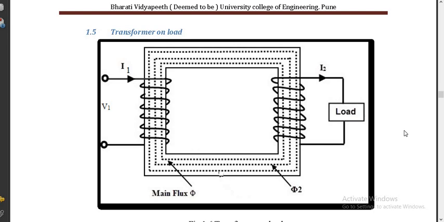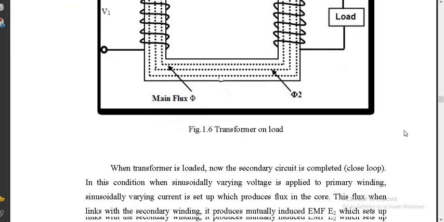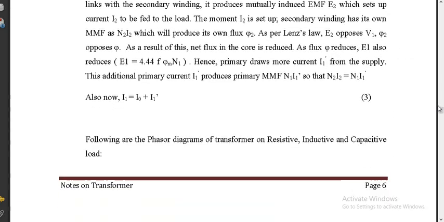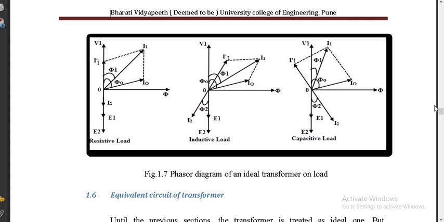So on load we have two components of primary current. One is called as no load current, and another component is what is called as secondary reflected current. Then we talked about the different phasor diagrams on load. So when I talk about load, there are resistive load, inductive loads, and capacitive loads.